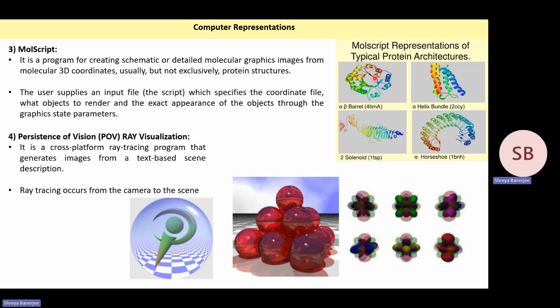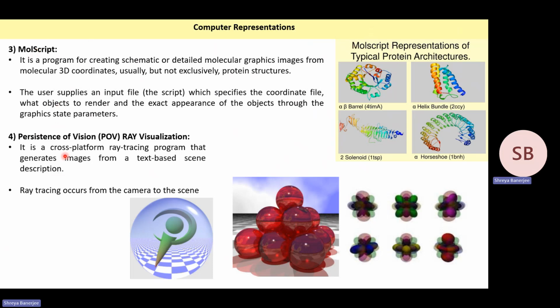So there are alpha helixes, there are beta sheets alternating, and this is an alpha beta barrel. This is a bundle of 4 alpha helices. This is several beta sheets, one after the other. This is called an alpha horseshoe. So a wide range of three-dimensional structures can be represented by MolScript.